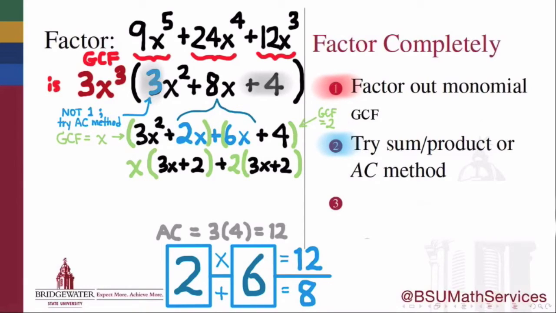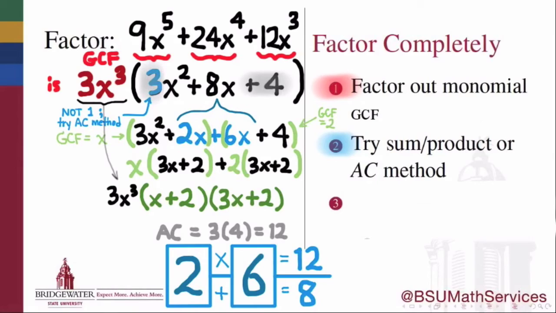Because that 3x + 2 factor is common to both of our terms in our factored expression, we can factor it out, and what's left over is x + 2 on the outside. So we've successfully used the AC method to factor this trinomial as (x + 2)(3x + 2). Don't forget that our greatest common factor we factored out at step 1 has to be a part of our final answer as well. So we'll bring the 3x^3 down to give us a complete factorization of 3x^3(x + 2)(3x + 2).